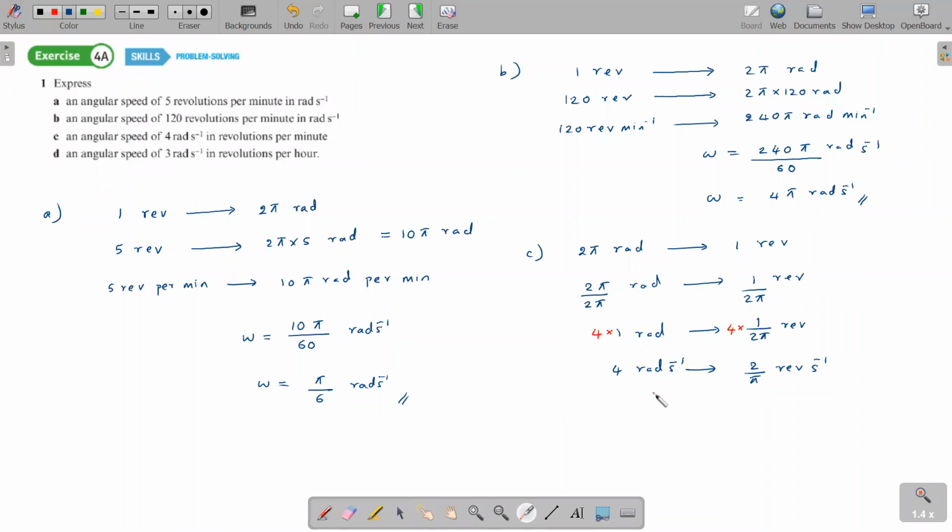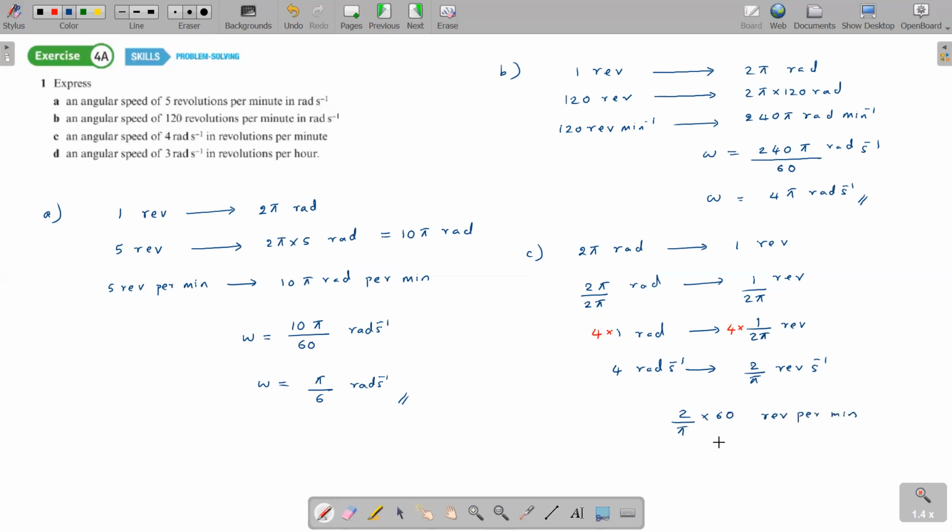Okay, so to make it per minute or for 60 seconds, you simply have to multiply by 60. So 4 radians per second, you multiply by 60. The per second came from the question, because it's given that omega is 4 radians per second. I took it as 2 over pi revolutions per second because of the question. To make it per minute, you multiply by 60 because this is per second, and you get revolutions per minute.